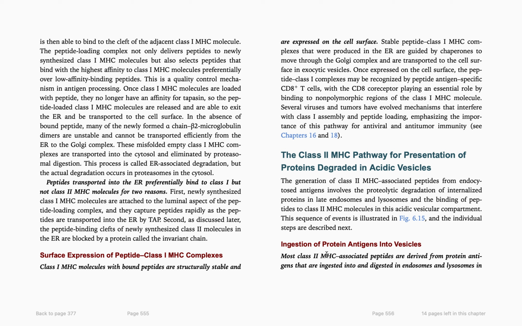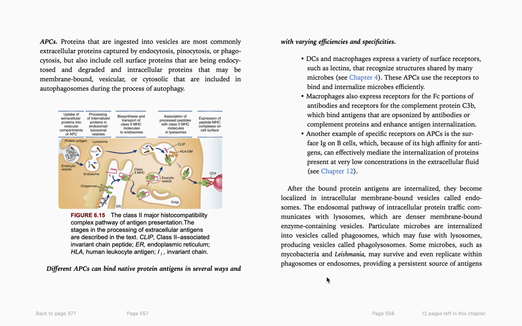Ingestion of protein antigen into vesicles. Most class 2 MHC associated peptides are derived from protein antigens that are ingested into and digested in endosomes and lysosomes in APCs, antigen presenting cells. Proteins that are ingested into vesicles are most commonly extracellular proteins captured by endocytosis, pinocytosis, and phagocytosis, but also include cell surface proteins that are being endocytosed and degraded, and intracellular proteins that may be membrane bound, vesicular, or cytosolic that are included in phagosomes during the process of autophagy.